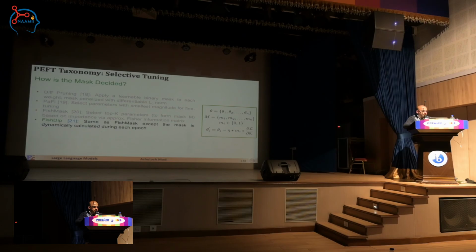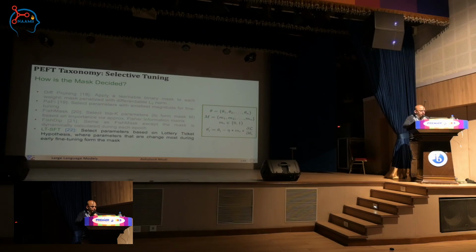And then there is fish dip, which is similar to fish mask, except that the mask is dynamically calculated in each epoch, right? In fish mask, you were doing it preemptively before you started training. Here you do it dynamically during training.